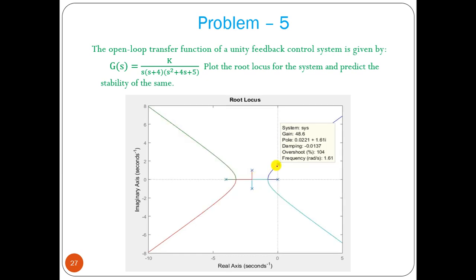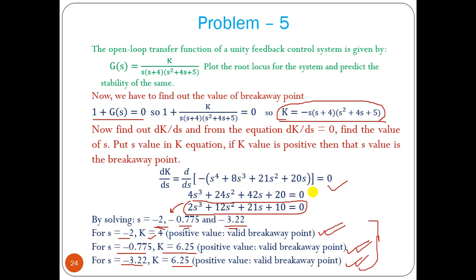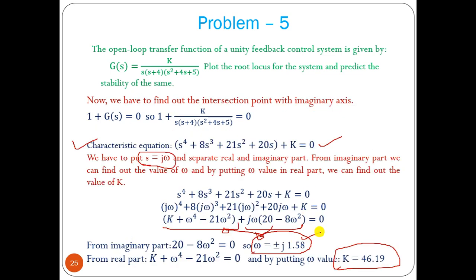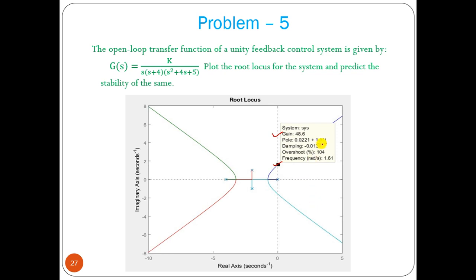Now we can cross check the intersection point with the imaginary axis. Okay, gain is 48.6 and the value is around 1.61, that we can see here. Okay, 1.58, but this is 46.19. So I am getting a little bit higher value because I couldn't get the exact point, because this is 0.02. I have to make it 0. So we are getting the result close to that.